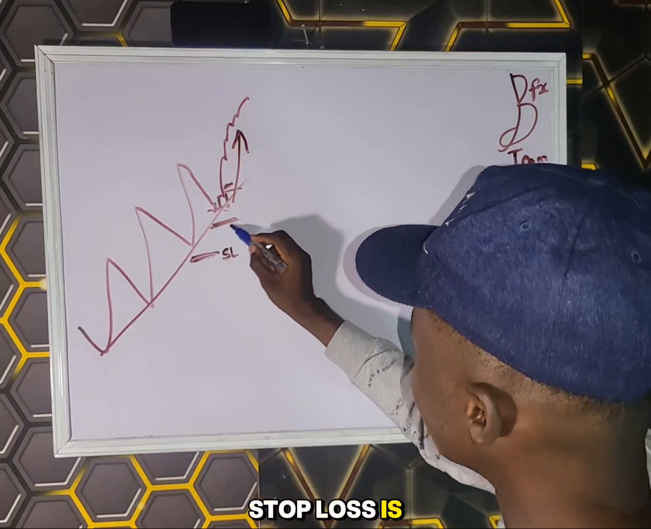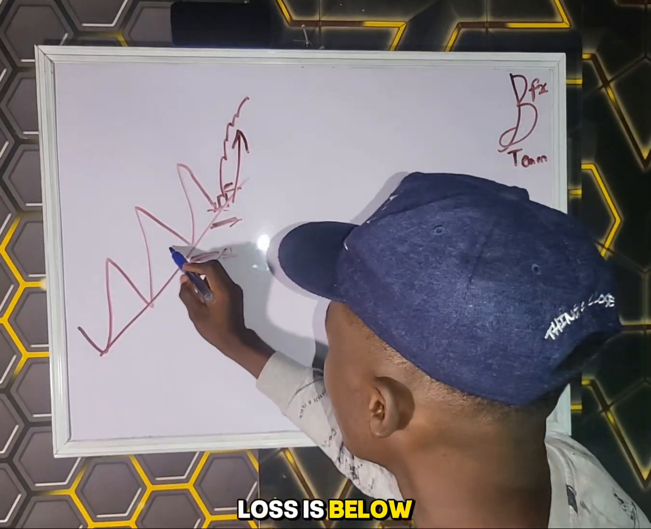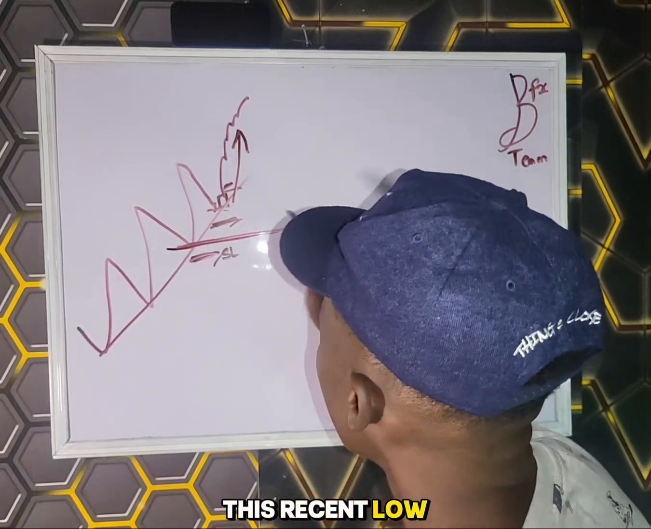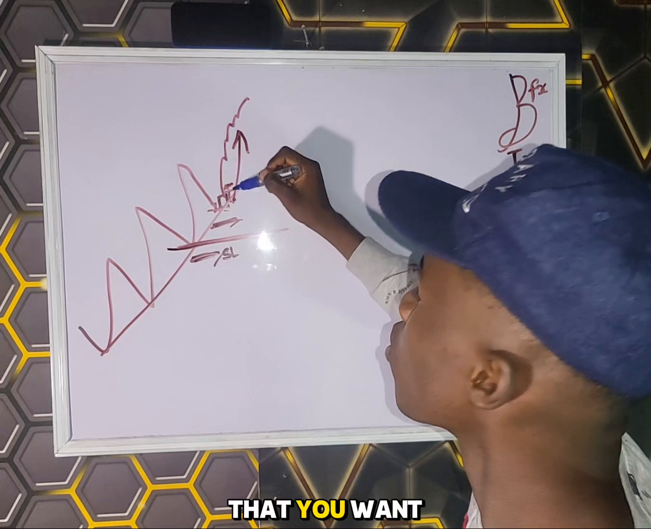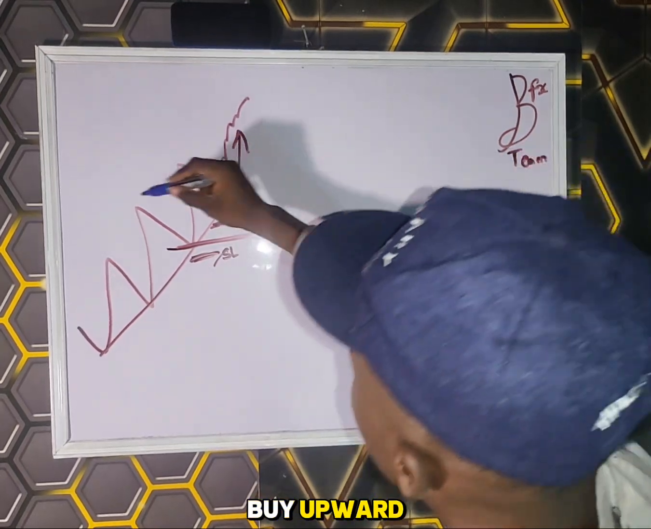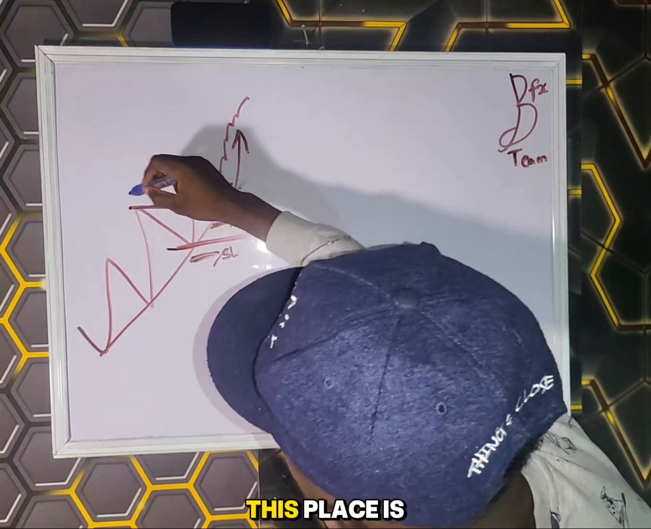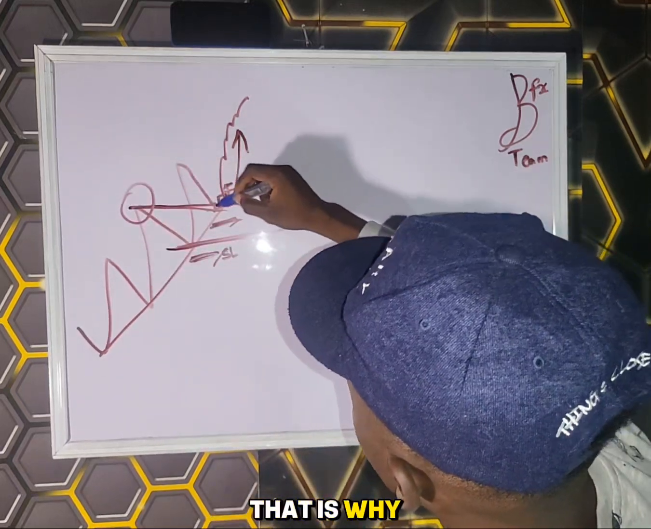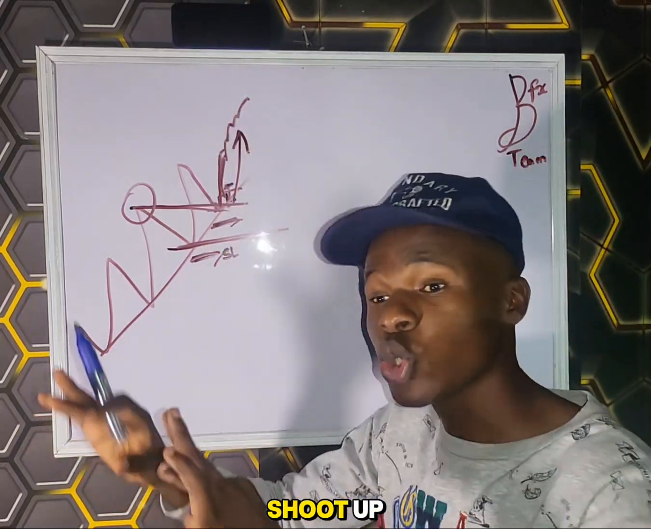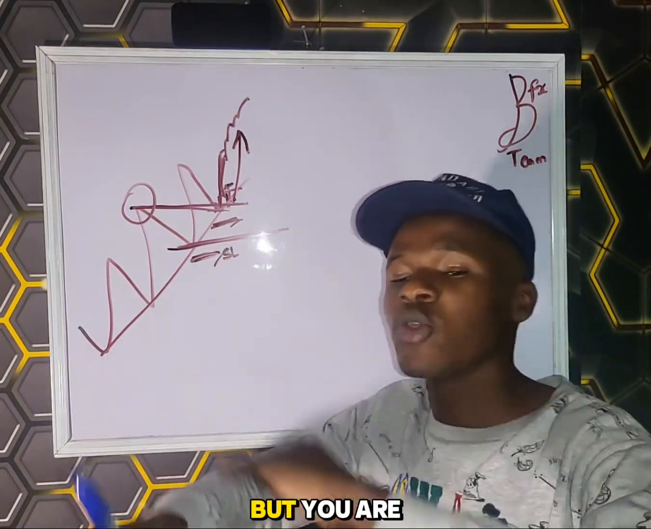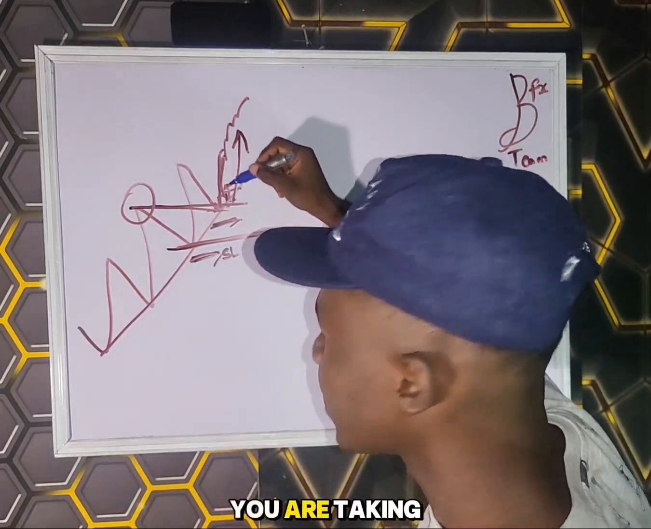It's either your stop loss is there or here, but it is safer that your stop loss is below this recent low after a bullish confirmation candlestick, where you want to take a buy upward, because here also is a previous resistance. This place is a previous resistance. That is why this market may shoot up. It is under probability, but you are having a higher probability than the other. That is why you are taking a buy.